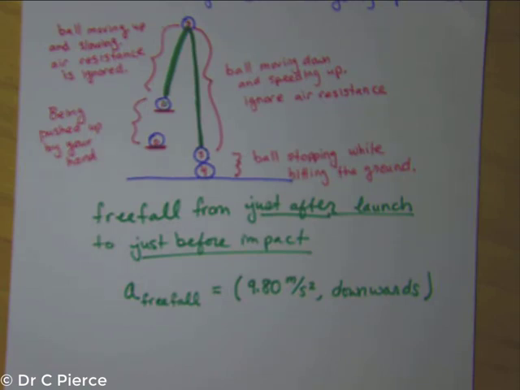So let's introduce a little bit of an abbreviation here. g is going to be defined as positive 9.80 meters per second squared.